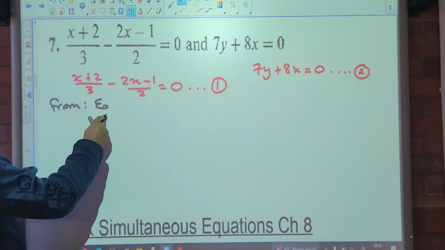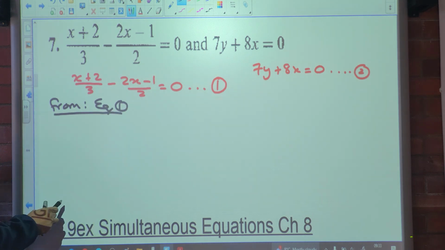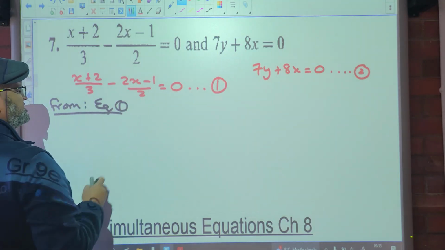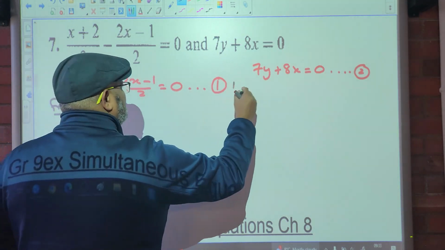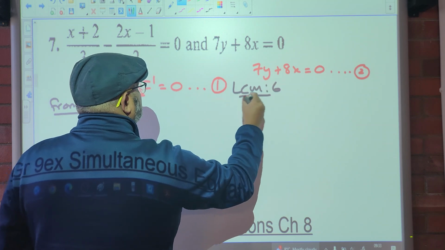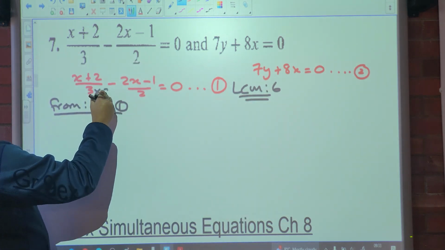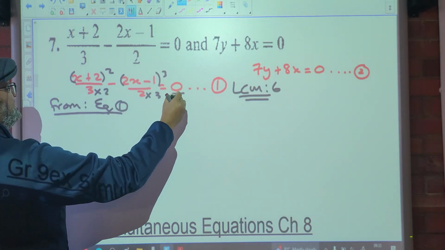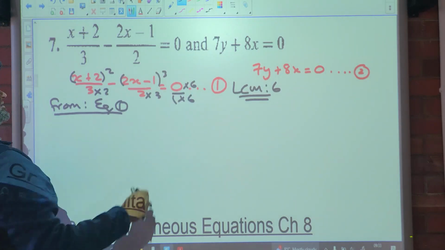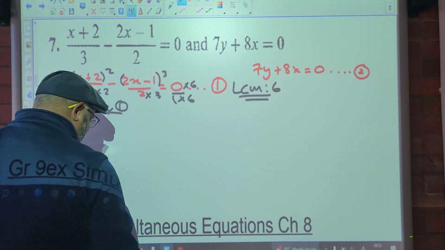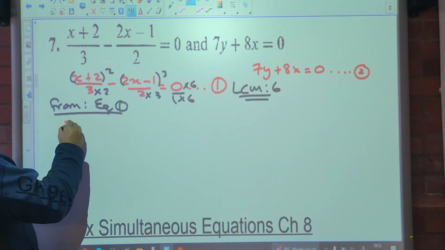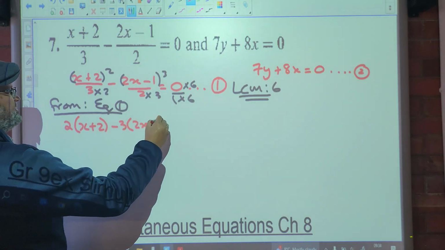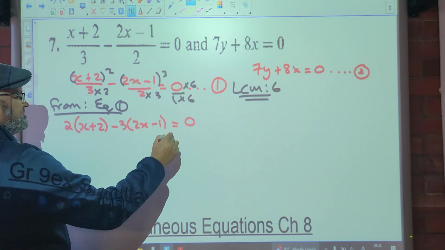From equation 1, what can we say? How are we going to solve this? We're going to find an LCM first. What is your LCM here? 6. This is multiplied by? It's over 1, so you multiply by 6. So what do we have? 2 into (x + 2) minus 3 into (2x − 1). 0 times 6 is 0.